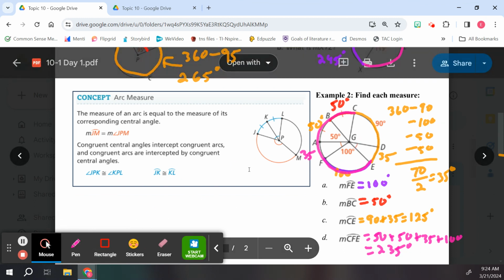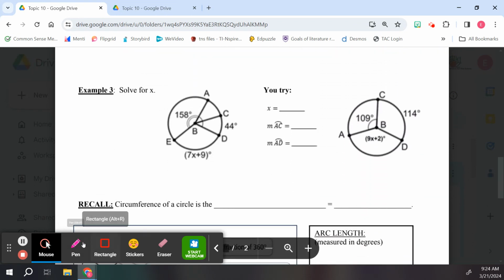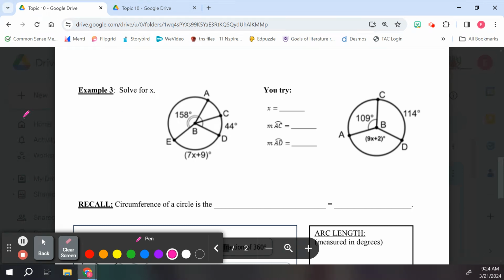Okay. Let's move on to the next page. So now we're going to solve for x here. If we take a look, we see that ABC and CDB are congruent. So if this arc is 44, that means AC is also 44. We see that AE is 158. And they want us to find 7x plus 9. So in this case, I'm going to take 360 minus the 158 minus the two 44s.